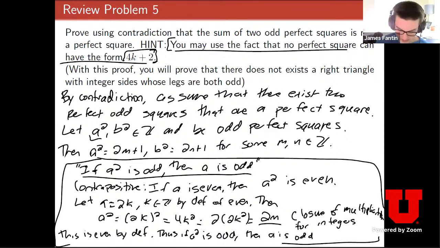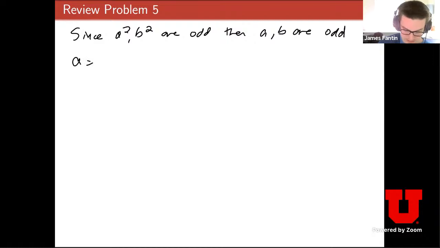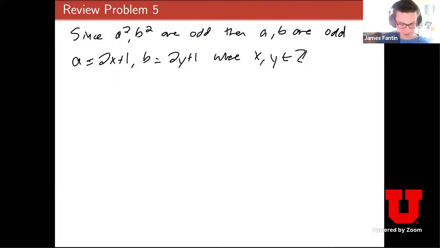Awesome. So then we can continue with the rest of the proof. So now we know that since A squared and B squared are odd, then A and B are odd. So A is equal to, I think I'm running out of variables here, 2x plus 1, and B is equal to 2y plus 1, where x and y are in Z. And then now we can take a look at what A squared plus B squared is, because we wanted to prove that the sum of two odd perfect squares is not a perfect square at all.